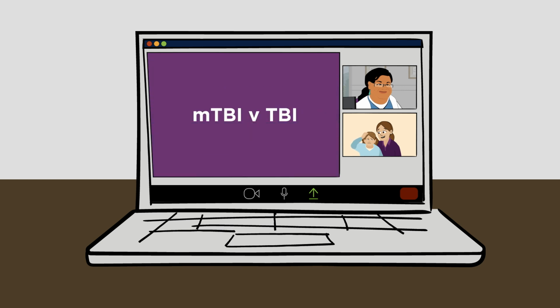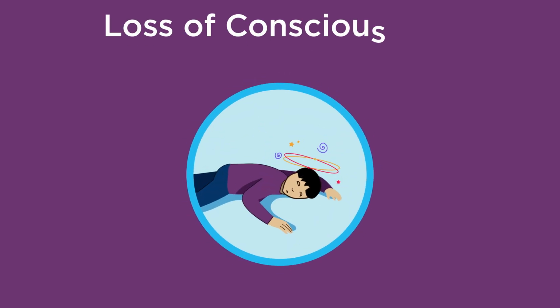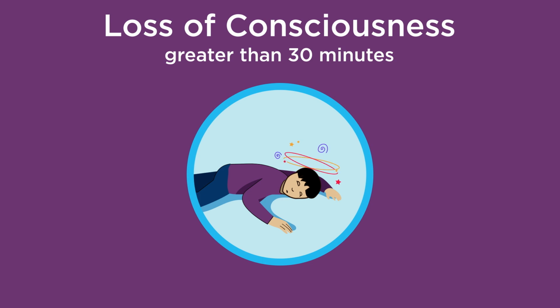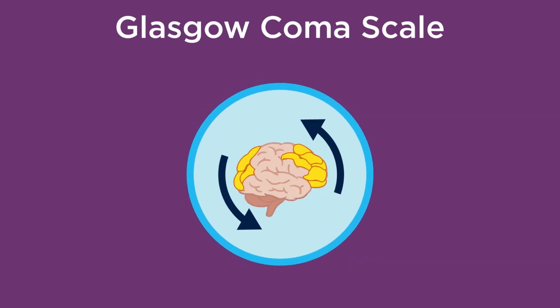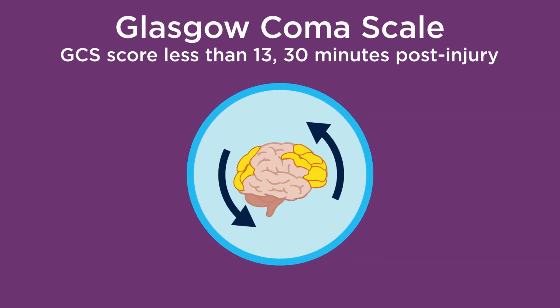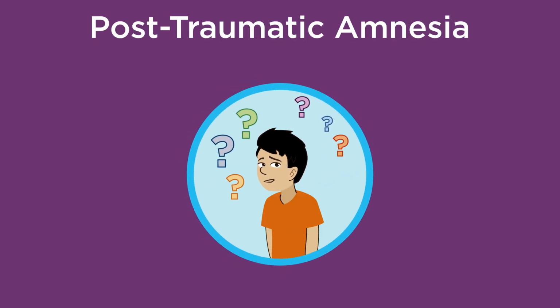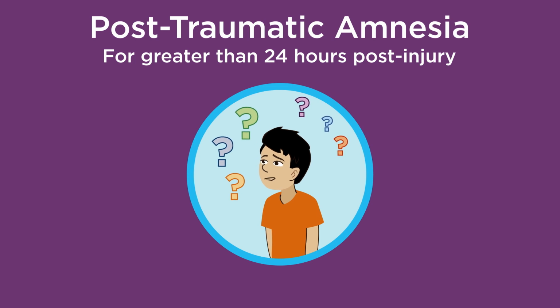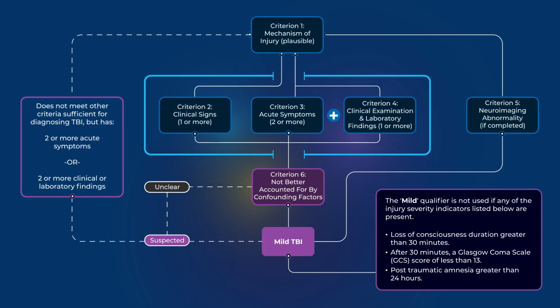A patient should receive a diagnosis of traumatic brain injury instead of an mTBI or mild TBI if they experienced a loss of consciousness greater than 30 minutes post-injury, have a Glasgow Coma Scale, GCS, of less than 13, 30 minutes post-injury, or experience post-traumatic amnesia for greater than 24 hours post-injury. Future definitions of TBI will likely include a new classification system that moves away from the traditional mild, moderate, and severe classification scheme.